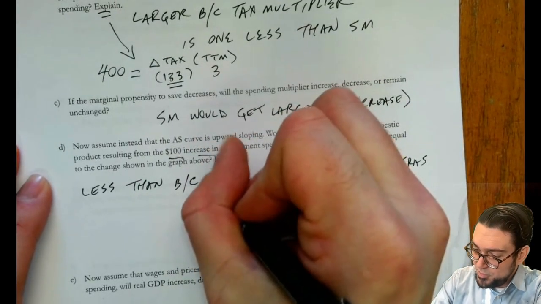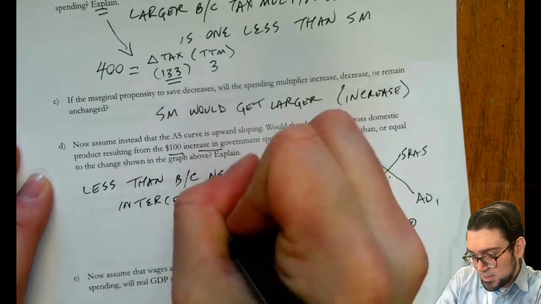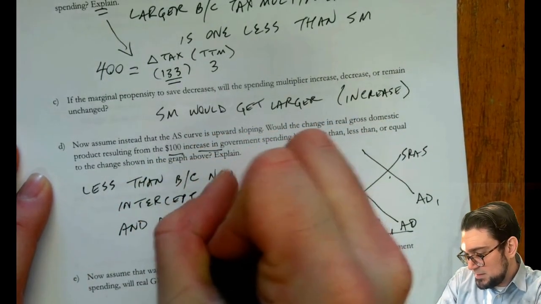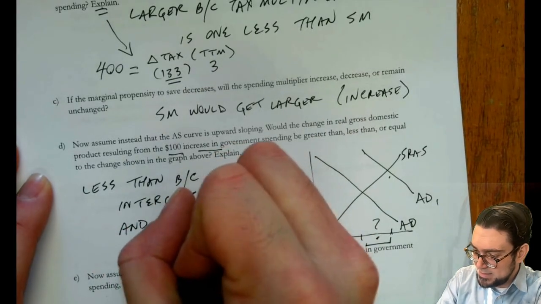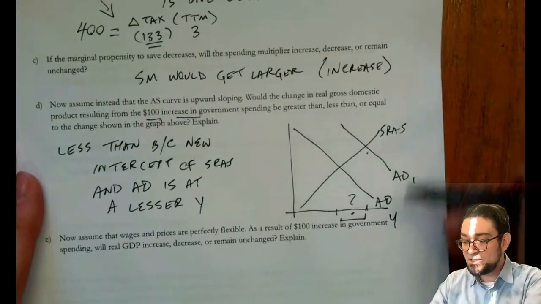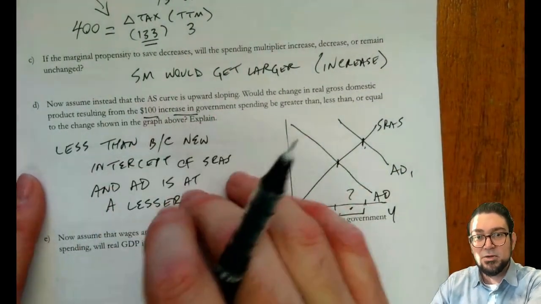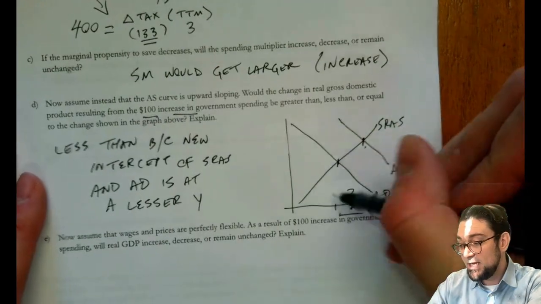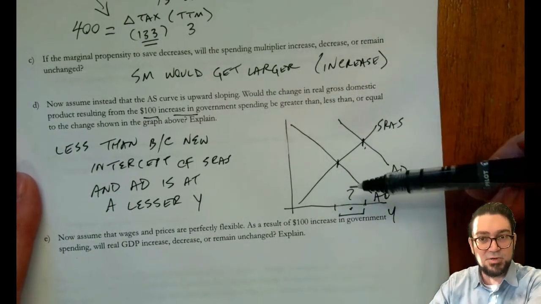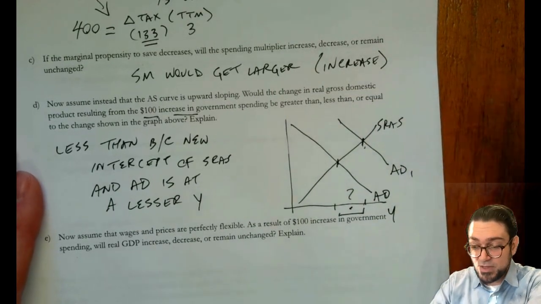because the new intercept of SRAS and AD is at a lesser output level, right? It's really saying that as a result of part of that causing higher prices, we would expect there to be a smaller overall effect on the change in GDP. And again, it's thinking through what would be that as a result of this. It's a little bit conceptually challenging to consider, but it's asking, would this overall effect be bigger than that $400 or not?